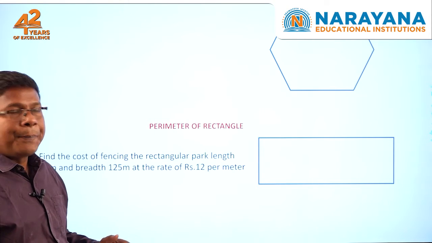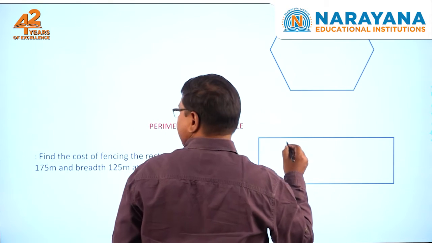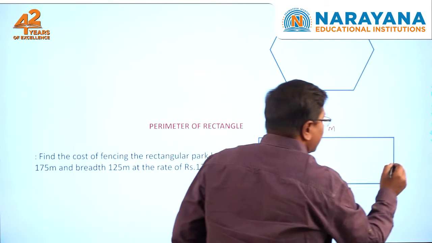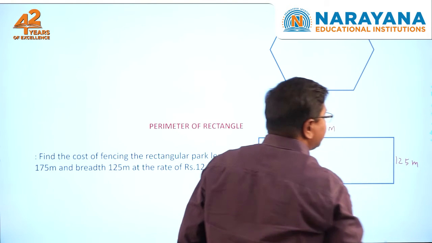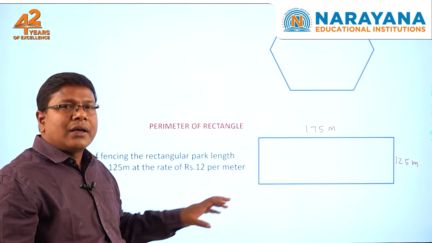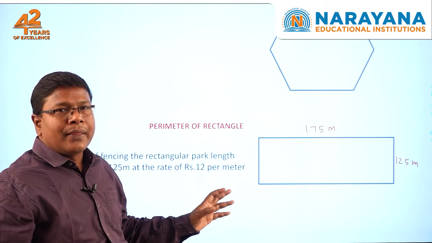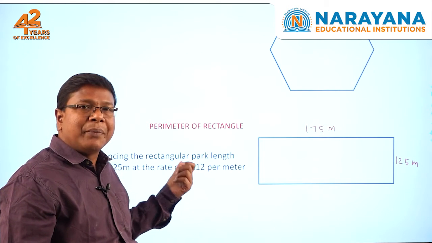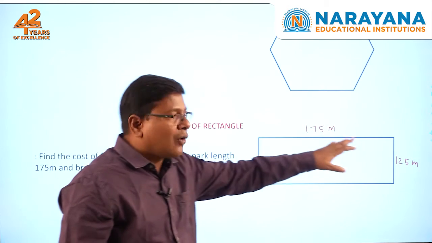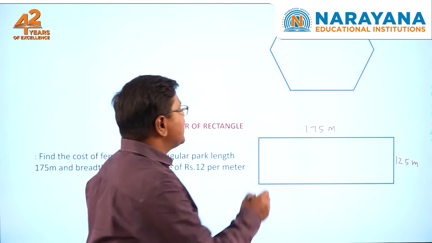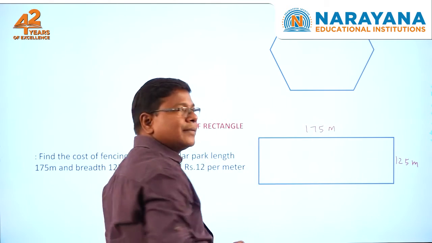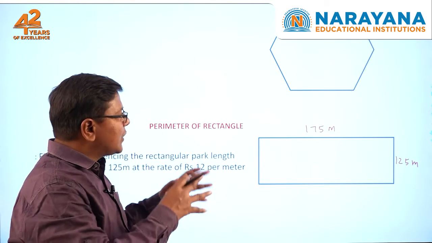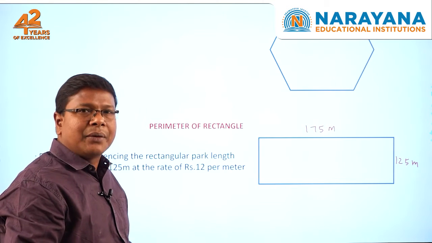Now here the length of this rectangle is given as 175 meters, and its breadth is given as 125 meters. Total cost will be the perimeter into the rate of fencing per meter. So we need to find the total length they need to fence. Total length is nothing but the perimeter. Per meter they are collecting 12 rupees, so the total number of meters you need to count gives the perimeter.